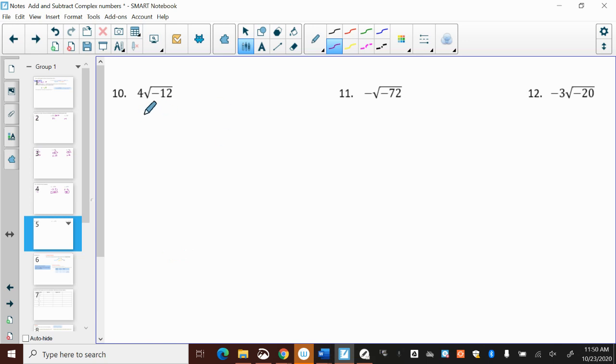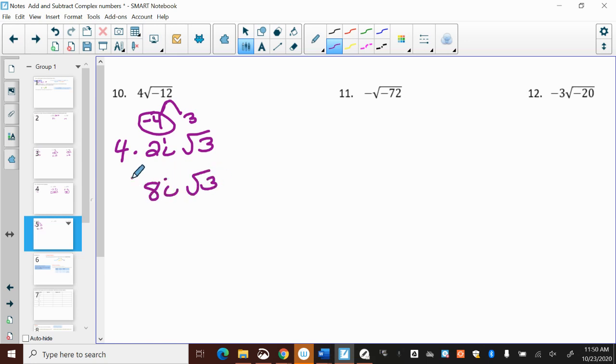Try just a couple more. Now we don't have perfect squares, but that's fine. The 4 will come down from the outside. We're going to split -12 into -4 times 3. It might help to circle the one that's the perfect square. That's going to get us, when we take the square root, 2i. This guy will remain in the radical of 3, radical 3. We can multiply these guys together on the outside, and we get 8i root 3.